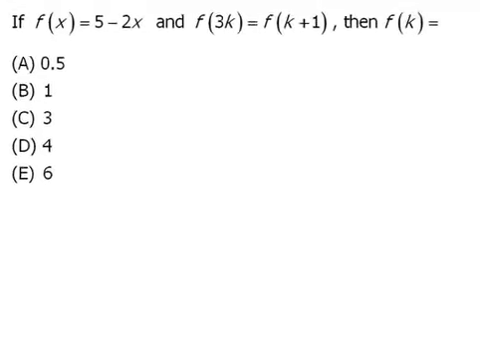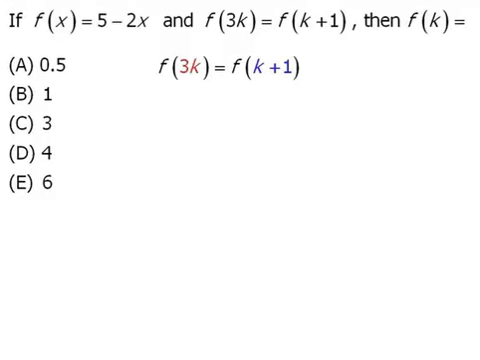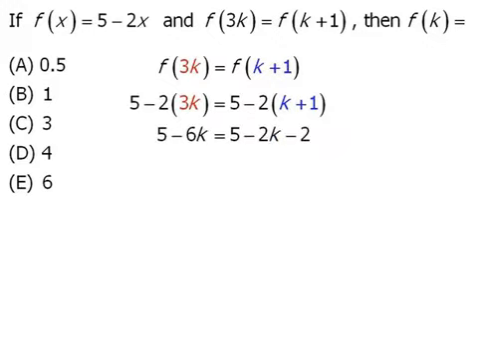To begin, we are given the following equation. We can now evaluate both sides of this equation by plugging 3k and k plus 1 into our function. From here, we can expand both sides, and now we can simplify the right-hand side.